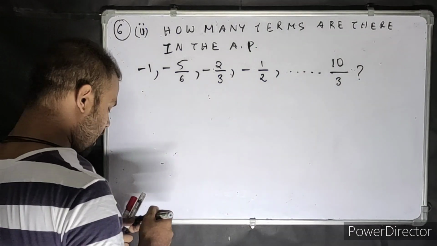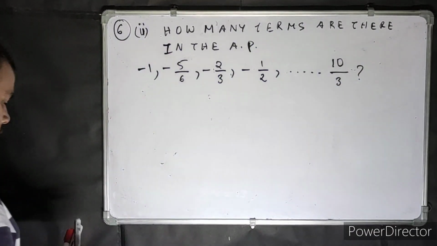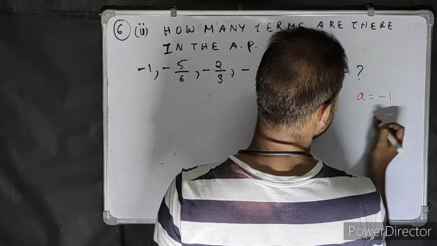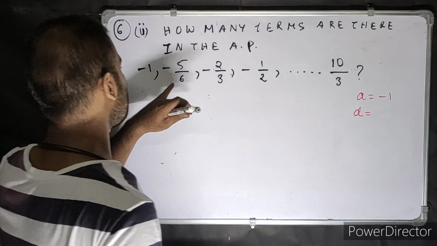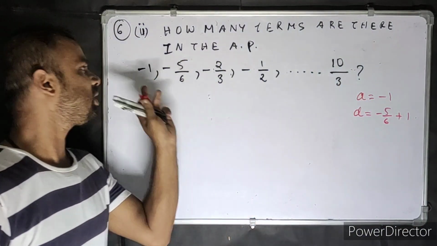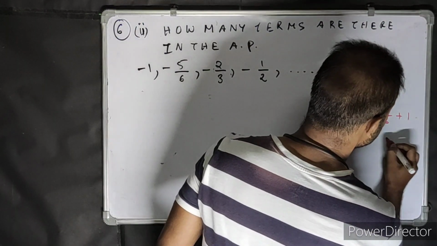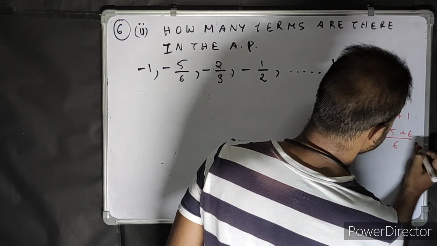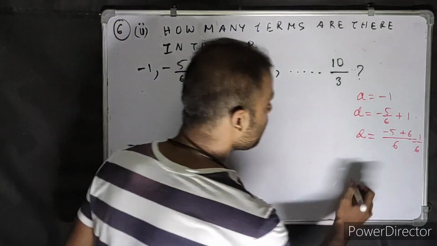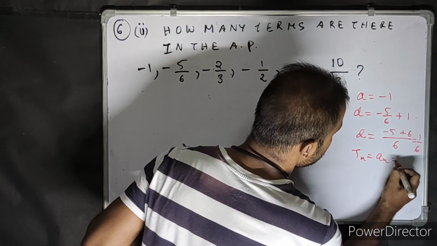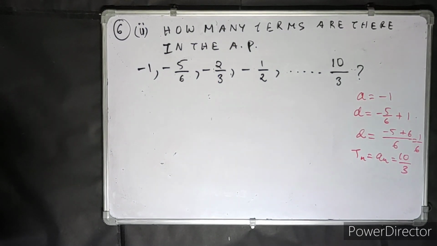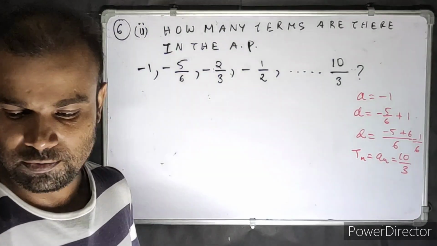So let's start, students. Start writing what's given to us. A is equal to minus 1, D is equal to this minus this. So minus 5 by 6 plus 1, minus of minus 1 is plus 1. So this is (6 minus 5) by 6, that is 1 by 6. That is your common difference, students. And Tn or An is equal to the last term, that is 10 by 3. Now go ahead, put your formula, solve the question. It's kind of easy for you.